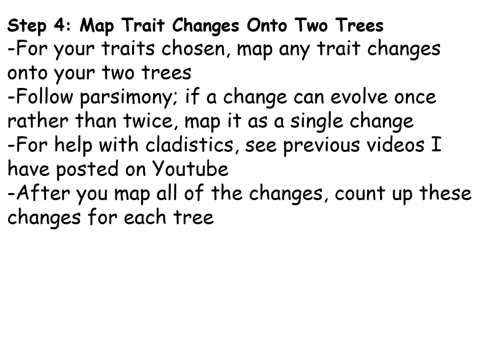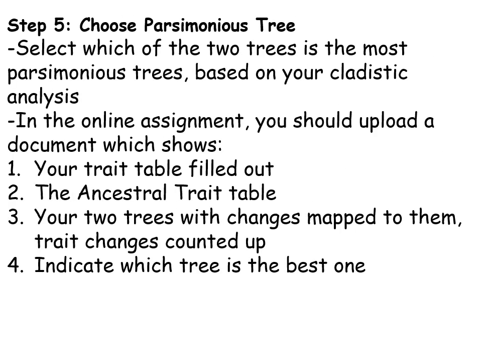After you map all of the trait changes onto your two trees, because again, you'll have two trees this time, then you're going to count up those trait changes for each tree. Based on cladistics, the tree that has the least number of evolutionary changes is the better tree. That's the most parsimonious tree. It's the simplest tree. So that's what you would choose as the most likely tree.